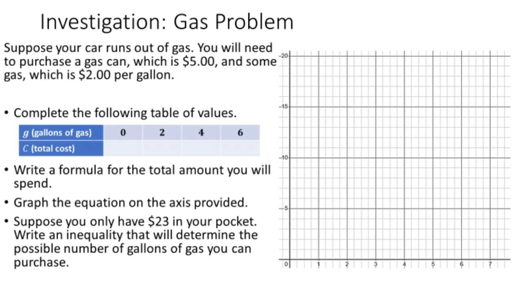Hello, welcome to section 1.1 on linear models. Let's begin by investigating the following problem. Suppose your car runs out of gas. You'll need to purchase a gas can, which is $5, and some gas, which is $2 per gallon.